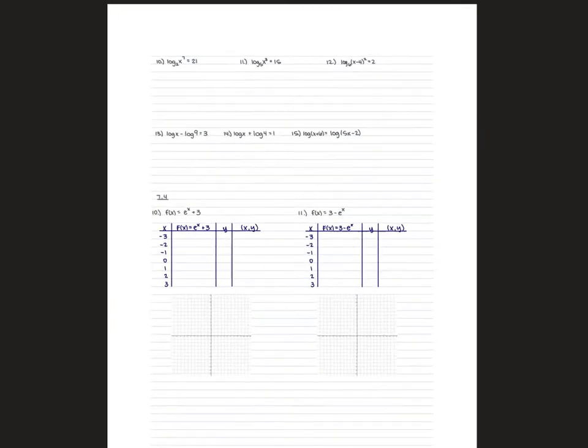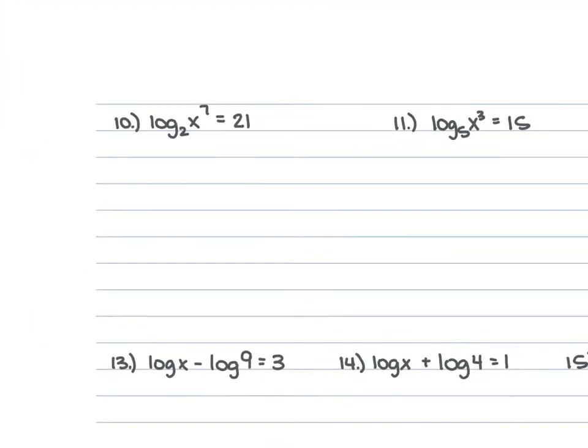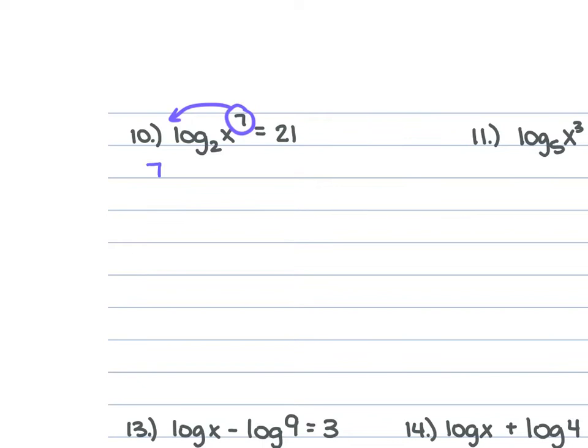For our next question, number 10, we have log base 2 of x to the 7th power is equal to 21. So this 7 is going to move out front. We're going to have 7 times log base 2 of x is equal to 21. We're going to divide each side by the 7. We get log base 2 of x is equal to 3.